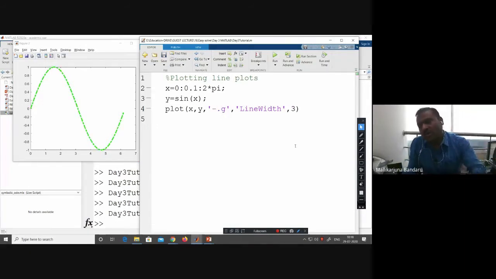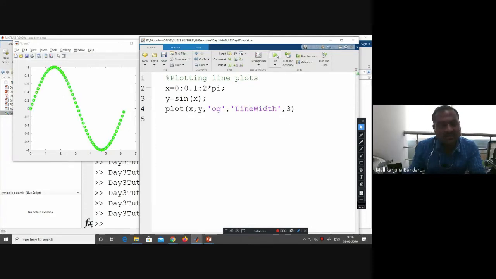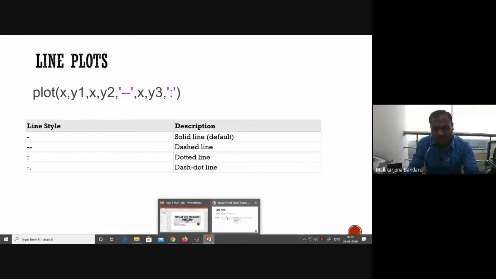Or you don't want the line, you want only circles. Let us see. Yeah, only the circles. At every point, circles will appear. Or if you want to make the plus, that will appear. If you want to make the greater than, suppose at every point, that will show the greater than. So whatever the options available, to increase the size of line width and the colors, there are various. I'll show you. I think I made a PPT for that.